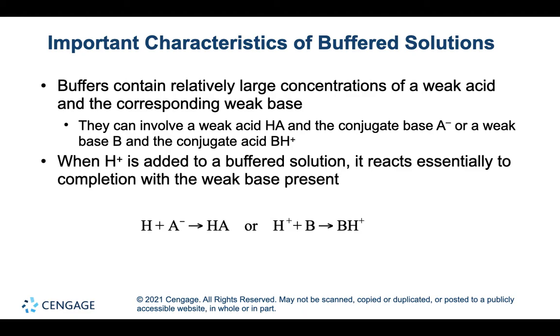If you add H plus to the buffer, it's going to convert your weak base to the conjugate acid form. So it's either going to convert A minus to HA or B to BH plus. Now that conversion is going to change that ratio of base to acid. It's going to lower the concentration of the base and increase the concentration of the acid. And that will have an effect on the pH. It's just going to be lessened by the nature of how a buffer works.